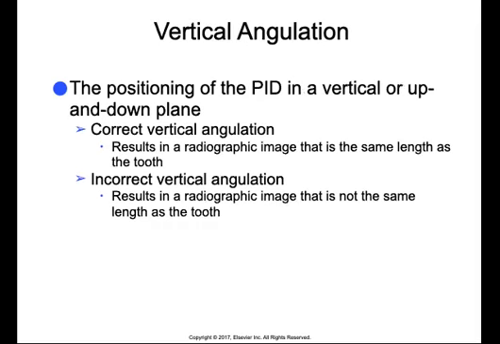Vertical angulation refers to the positioning of the PID in a vertical or up and down plane. The correct vertical angulation results in a radiographic image that is the same length as the tooth. If you look on figure 18-11 on page 179, those motions of the PID are what we refer to when we talk about vertical angulation. An incorrect vertical angulation results in a radiographic image that is not the same length as the tooth. And the measurement of the vertical angulation is marked on the outside of the tube head.